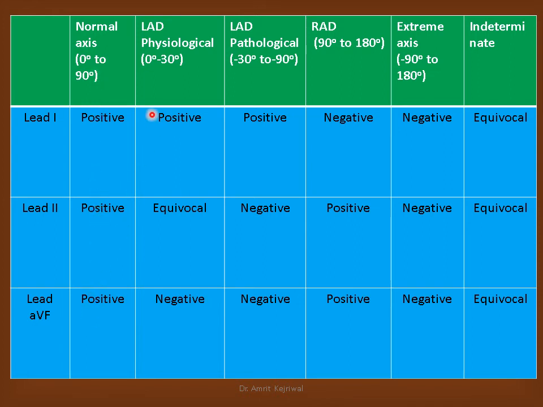So just to summarize, normal axis: lead 1 will be positive, lead 2 positive, lead AVF positive. LAD: positive, equivocal, negative. Pathological LAD is minus 30 to minus 90: lead 1 will show positive, lead 2 will be negative, and AVF will be negative. RAD is 90 to 180 degrees: negative, positive, positive. Extreme axis is minus 90 to minus 180 degrees: all three of them will have a negative QRS complex. And indeterminate, all three will be equivocal.